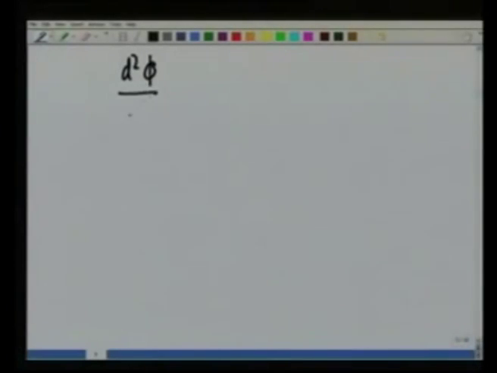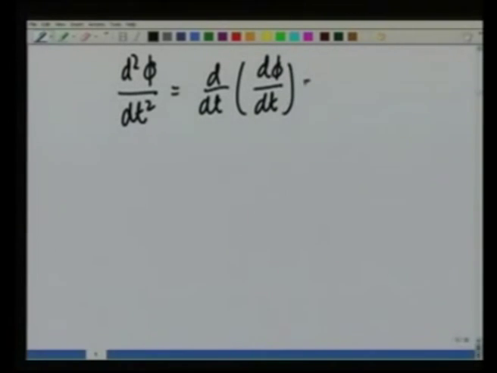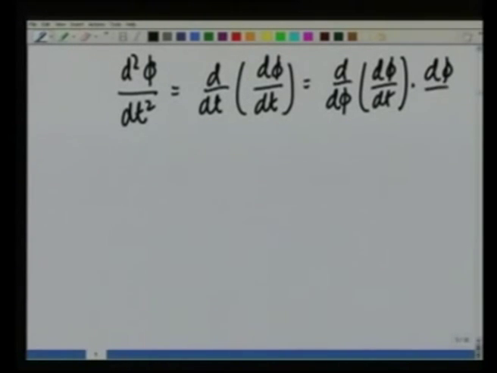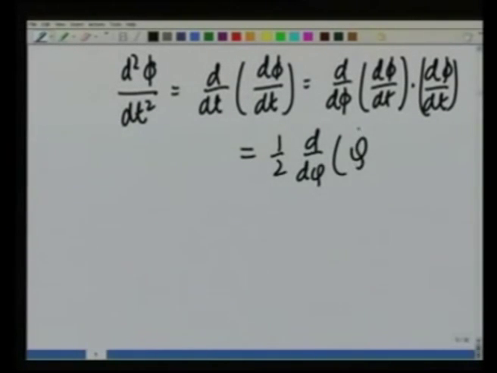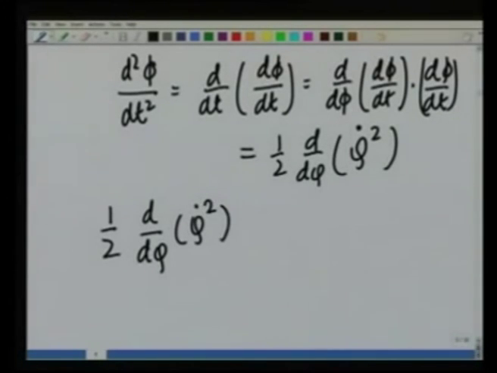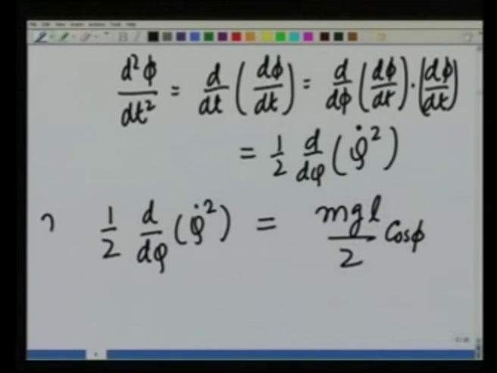Since the left hand side involves t, we will use an old trick that we have used earlier in deriving energy conservation, and that is to write d2 phi over dt square as d over dt of d phi over dt, which is nothing but d over d phi of d phi over dt times d phi over dt, which can be written as 1/2 of d over d phi of phi dot square, which is d phi over dt square, and therefore the earlier equation becomes 1/2 d over d phi of phi dot square, which is nothing but d2 phi over dt square, is equal to m g L over 2 cosine phi, and there was an I here which is m L square over 3.